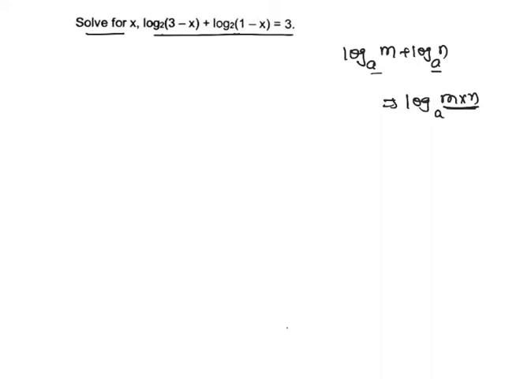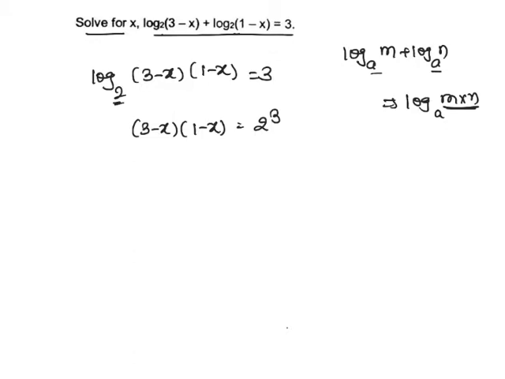So here also we can say log base 2 of the product, (3 minus x) times (1 minus x), equals 3. Now we can convert this into exponent form. So (3 minus x) times (1 minus x) we can write as 2 power 3. Correct? Now we can simplify this one.